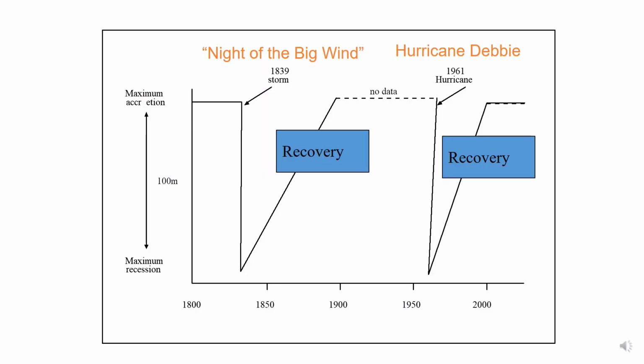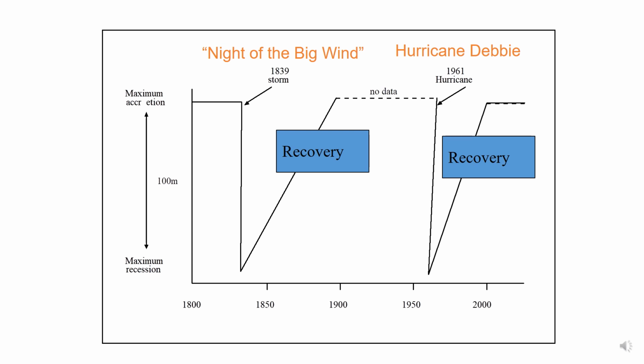So if you look at a time scale on the bottom here and the actual erosion and accretion on the vertical axis here, effectively the system is going through several large-scale changes. In 1839, we had what's known as the Night of the Big Wind, which was one of the biggest hurricanes to actually hit Ireland, and it caused a massive retreat. Around about 100 meters of the coastline retreated in just a few days.